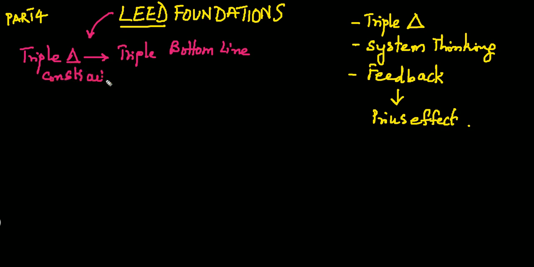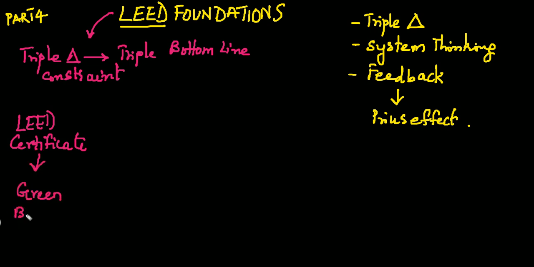What it means is whenever you're planning to get a LEED certificate for your building, your green building, you want your building to be green building certified or LEED certified. So what you must do is your building must meet these three constraints. They are the three constraints on the basis of which you're going to get your LEED certification for your building.